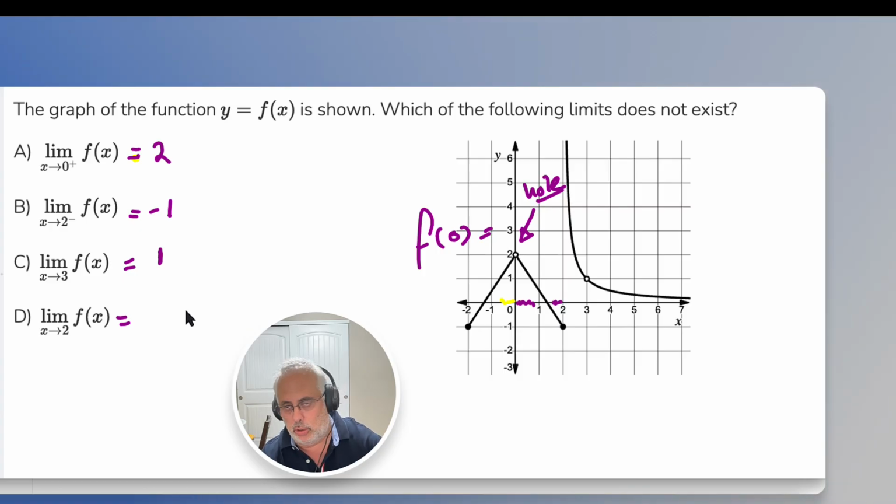We explored that when x is approaching 2 from the left, the limit is -1. We explored this before. Now we have number 2. So we need to check what happened from the right. So notice here that the function is going all the way to infinity here.